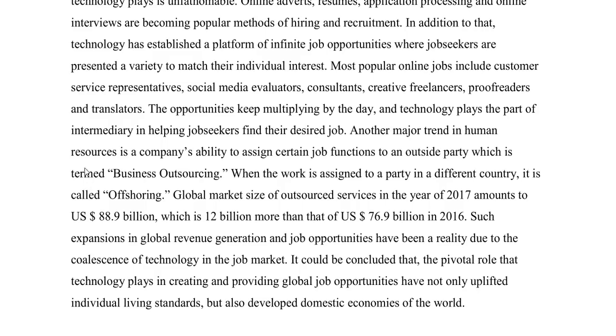Another major trend in human resources is a company's ability to assign certain job functions to an outside party, which is termed business outsourcing. So business services can be outsourced due to technology. When the work is assigned to a party in a different country, it is called offshoring. Now business outsourcing and business offshoring.